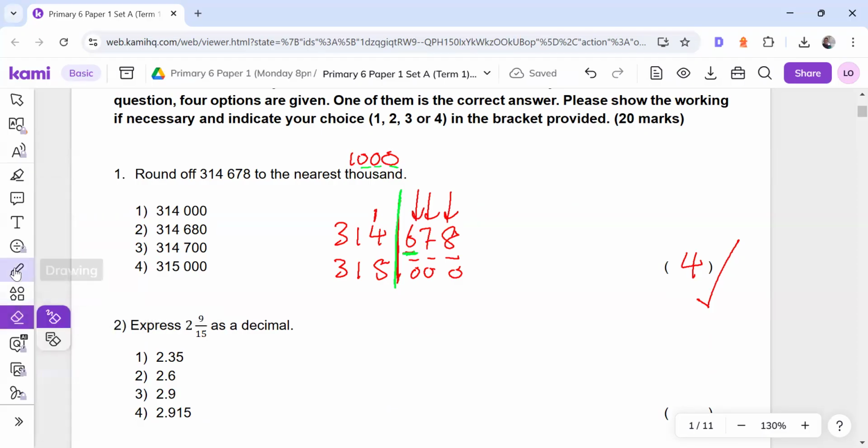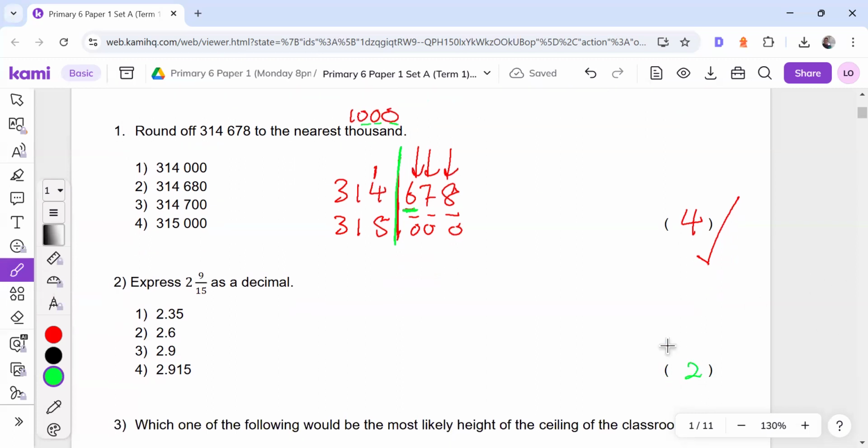Next one. How do you change that into a decimal? Answer number two. Anyone got a mistake for question two? Why did you have a mistake? Because you may not know how to change it to a decimal, but it is very simple. You change the mixed number to an improper fraction. 2 times 15 is 30, 30 plus 9 will be 39 over 15.